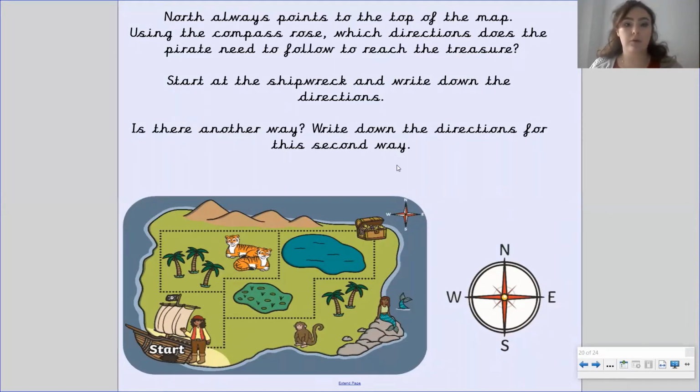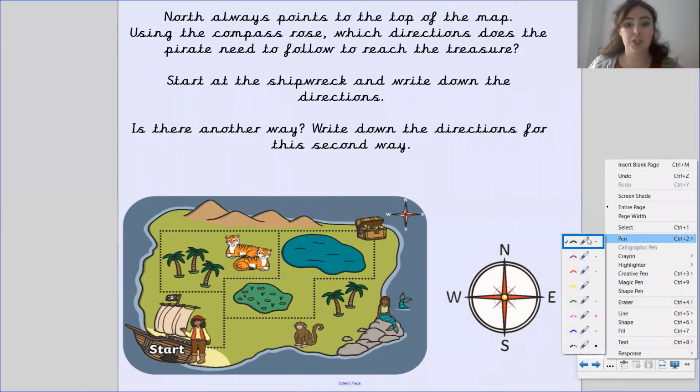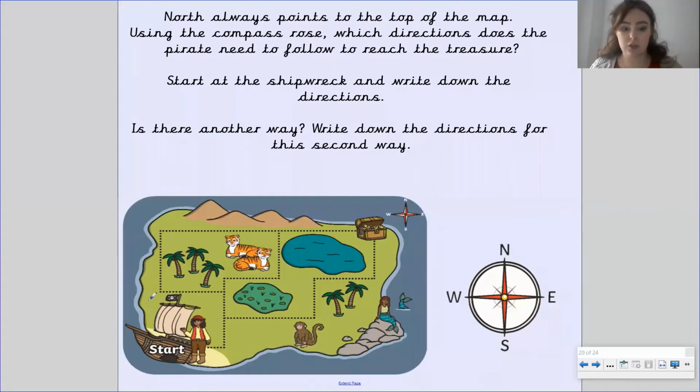Using the compass rose, which directions does the pirate need to follow to reach the treasure? You're going to start at the shipwreck and then write down the instructions. So here's your start, that's where you're going to begin, and this is where you need to get to. Use the compass to help you write directions. Pause the video here to have a go at doing that.